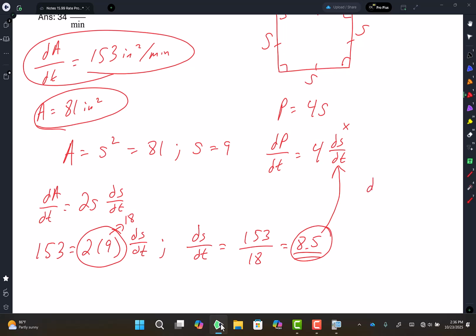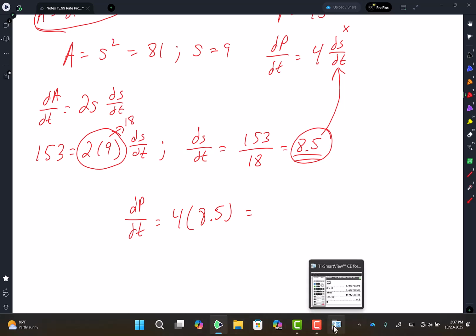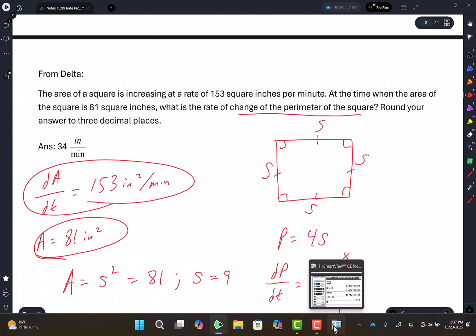All right, so dPdt, I got more room down here. Let me write it down here. dPdt equals 4 times 8.5. 8, 16, 32, 34. 34 inches per minute.